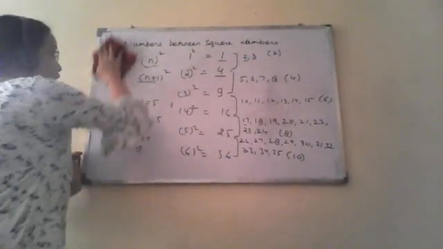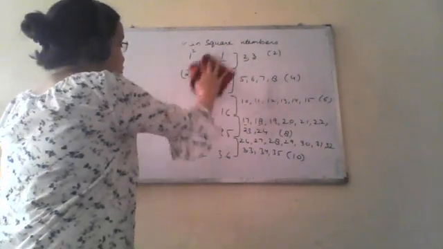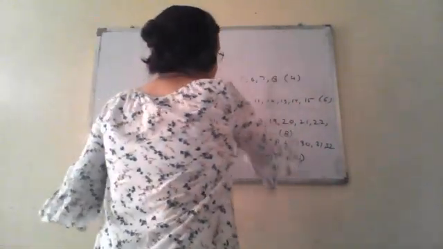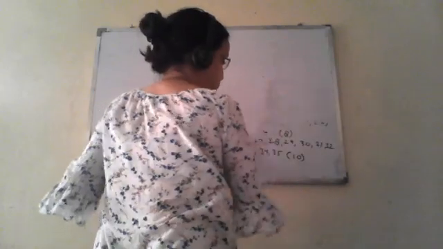Now, the next property is the addition of consecutive odd numbers.